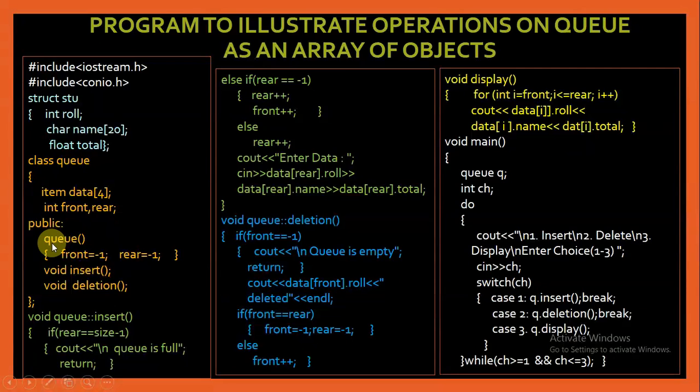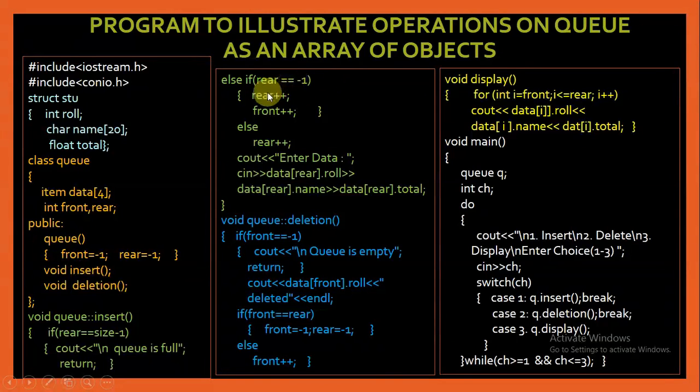Now in the public section, I will declare a constructor in which I am initializing both front and rear by -1, and then there are two operations, insertion and deletion. Now in the insertion operation, I will again check if rear is equal to size -1. It means my queue is full, and I will return, because I cannot perform insertion operation if my queue is full. Else I will check if rear is -1. It means in the beginning the queue is empty and the element which I am inserting is the very first element.